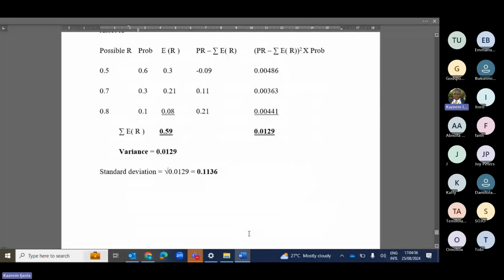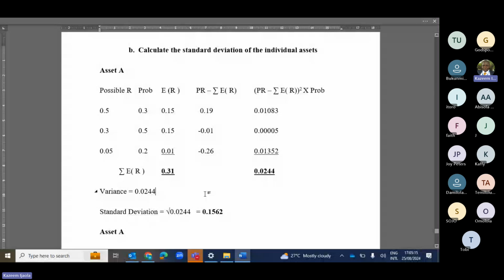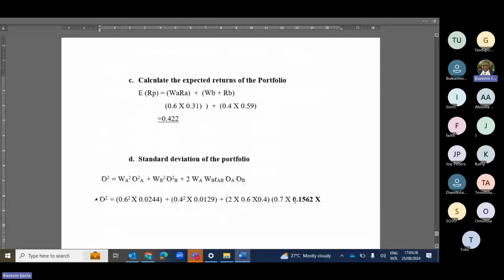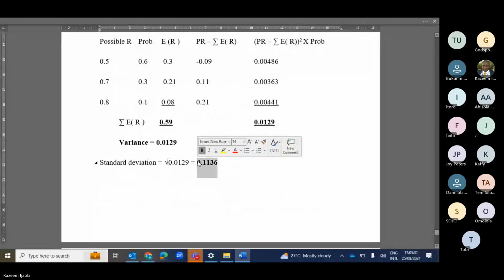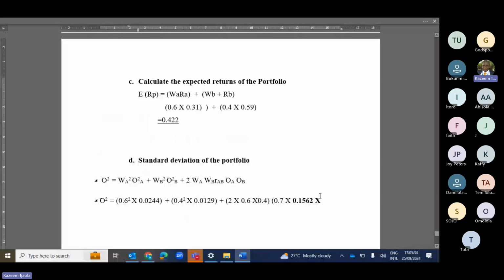So our RAB is 0.7. Now you pick the standard deviation of A and B. What is the standard deviation for A? It is this, multiplied by the standard deviation for B, which is this one, 0.1136. This is the standard deviation for asset B. You might think this question is simple, but if you miss out any figure, your solution will be wrong. So let's be careful.